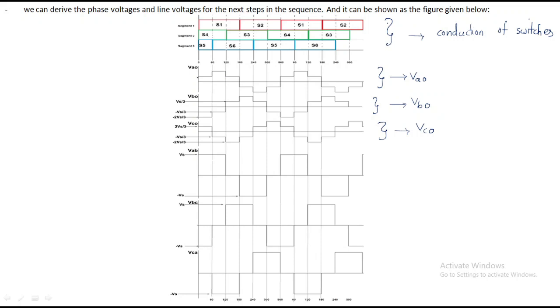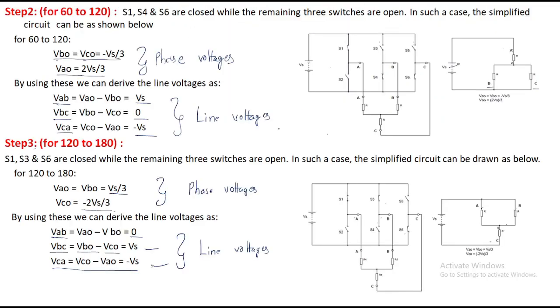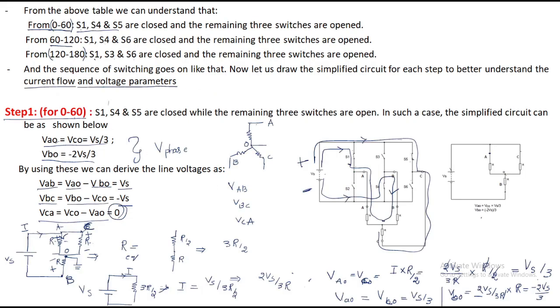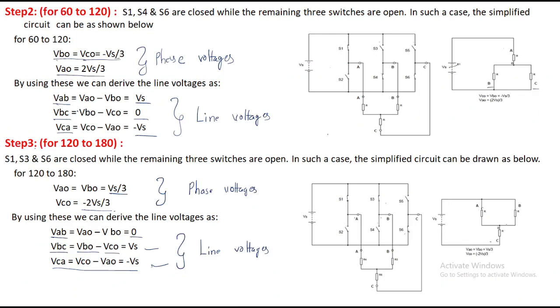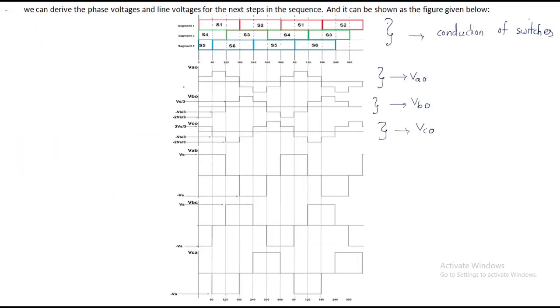So look at here. VA0 will follow this path. After 120 degrees, this is 120 degrees, the peak will come every 120 degrees, and this will follow the path. VB0 and VC0 also follow the path. These paths are nothing but what we already discussed about the phase voltages and line voltages for a particular time period: 0 to 60 degrees, 60 to 120 and 120 to 180. These are nothing but the phase voltages of the load.